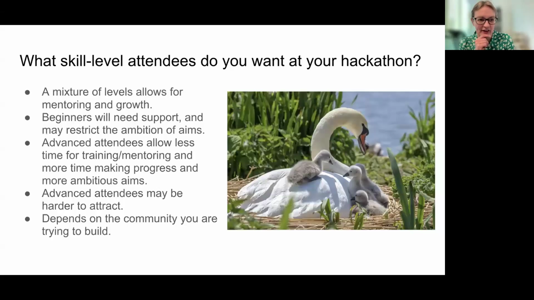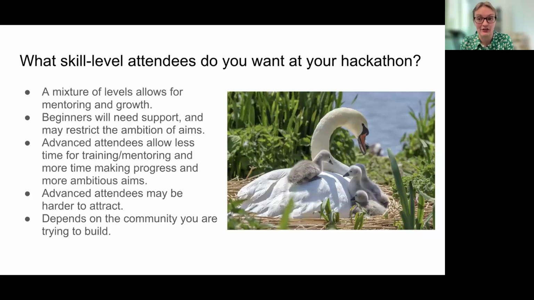And then a final consideration is, what skill level do you want your attendees to have? So when you're putting out adverts, are you asking for people who, for example, already have a very high level of coding in R, have already made R packages, so could help make new R packages? Or are you happy for people who just want to learn and develop to come along as well? So beginners are obviously going to need more support, and that's going to reduce the ambition of your aims. Having advanced attendees is always excellent, and you can make your aims more ambitious, but there just aren't going to be that many people who have those advanced skills and are actually available to do things.